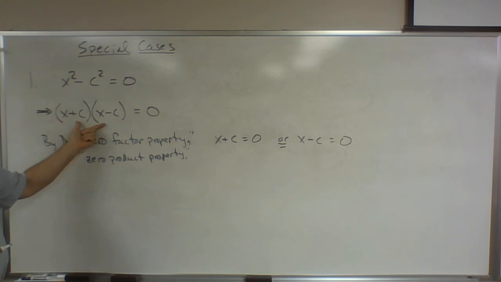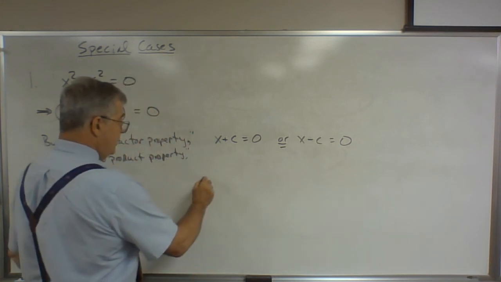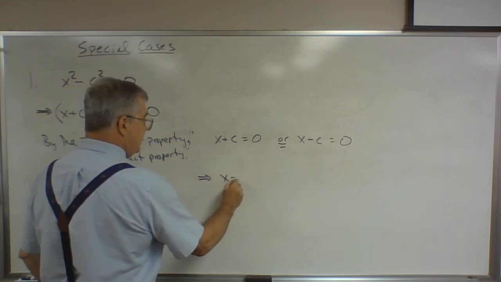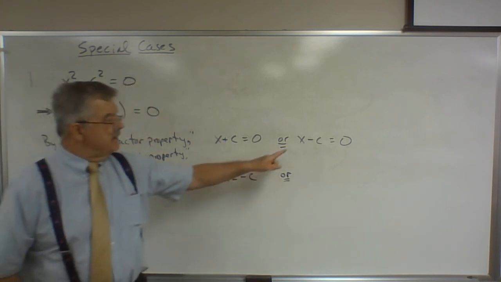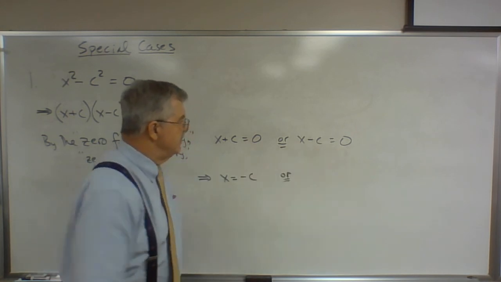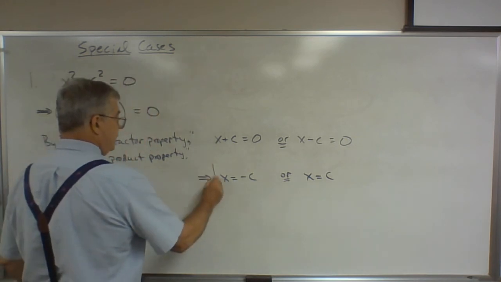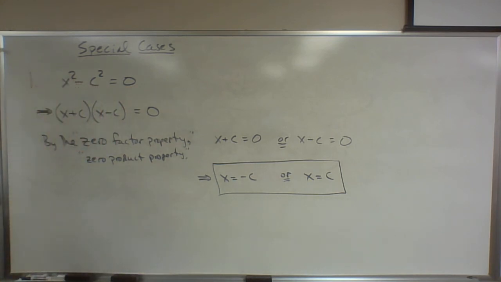Now, if this is true, then either x plus c is 0 or x minus c is 0. If x plus c is 0, we can move the c to the other side and get x equals minus c. Or if x minus c is 0, we move the c to the other side and get x equals positive c. And guess what? Those are our two solutions. So let's apply this to a couple of examples.